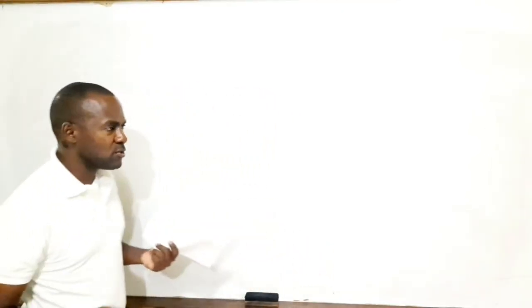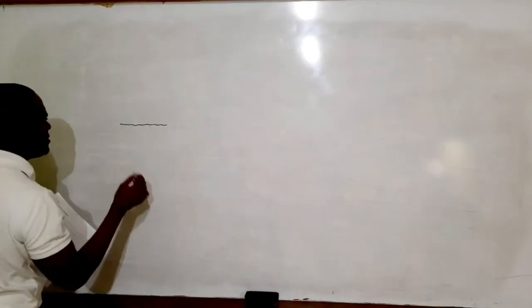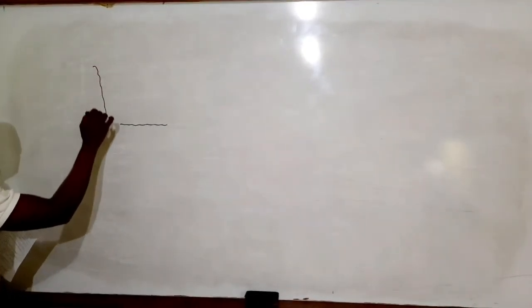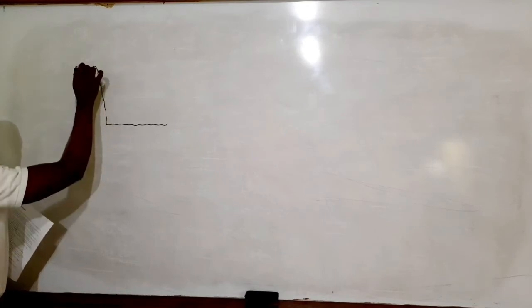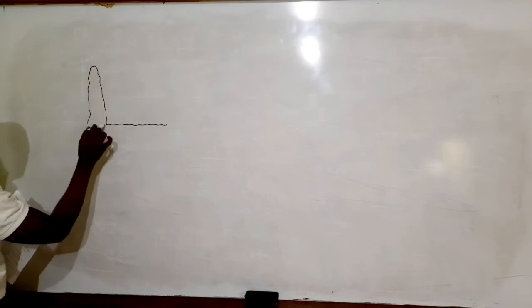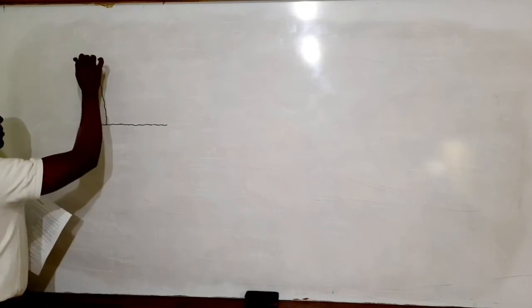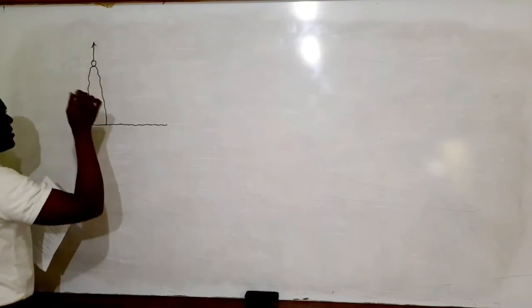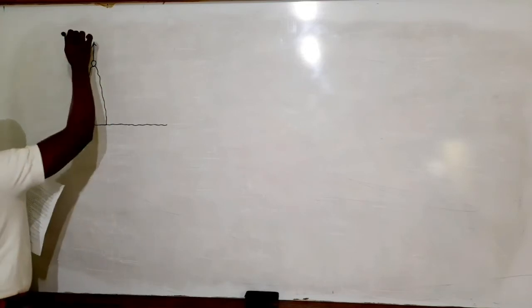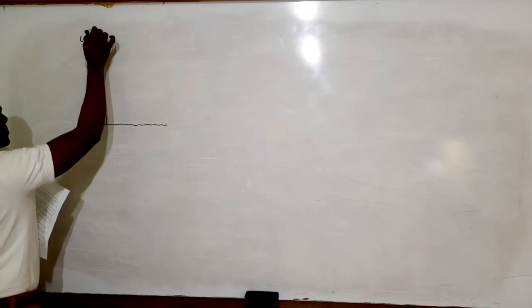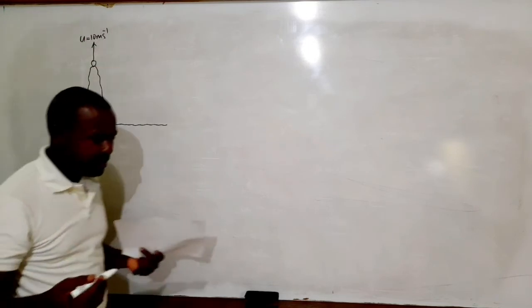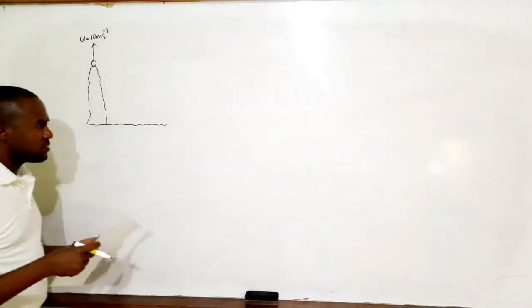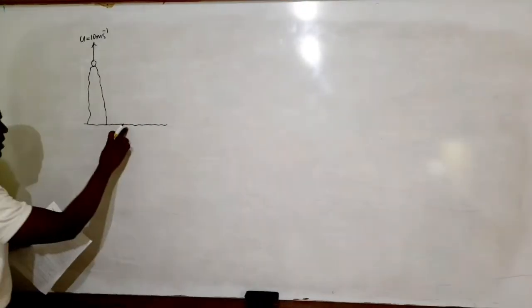So again, we'll represent the situation using a simple diagram, right? So let this be sea, and let this be our cliff, right? So the stone is going to be thrown vertically upwards from the cliff with a velocity of 10 meters per second. We know the stone will reach maximum height and eventually it will fall. So the stone is going to fall and it's going to hit the sea.